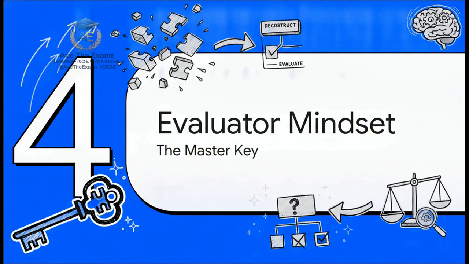This right here is the master key. If you want to access the absolute highest grade boundaries, the A and the A-star, you need to engage the higher order assessment objectives. And those objectives require a profound shift in how you think. You have to move from simply solving a problem to effectively evaluating it. The sources refer to this as the deconstruct, solve, evaluate framework. You aren't just a student answering a question anymore. You are a computer scientist evaluating a system.